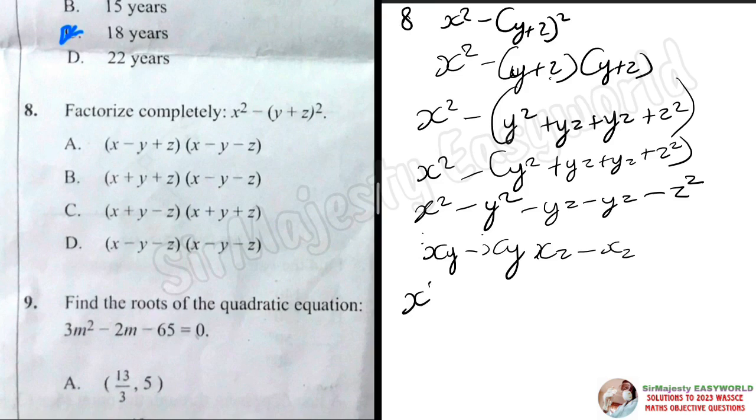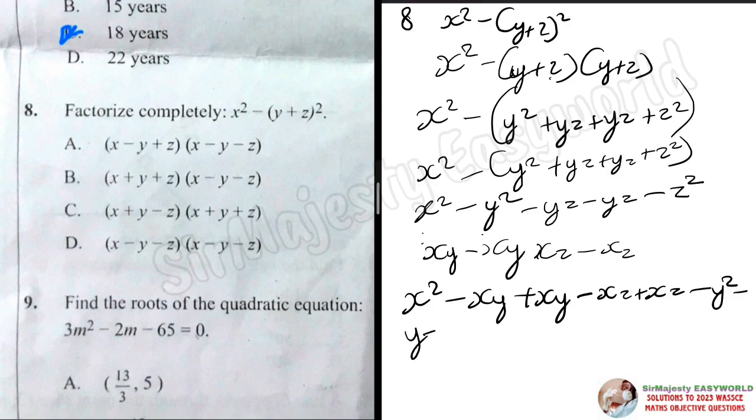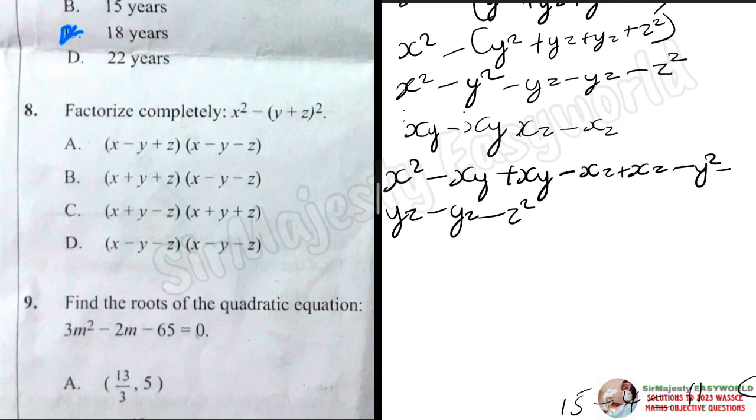So this will be x squared minus xy plus xy minus xz plus xz minus y squared minus yz minus yz minus z squared. So I need to collect the like terms here. Anyone that has x will go to one side. Those that have y will go to one side and z will come to one side. So that will be x squared minus xy minus xz plus, okay, this is minus y squared.